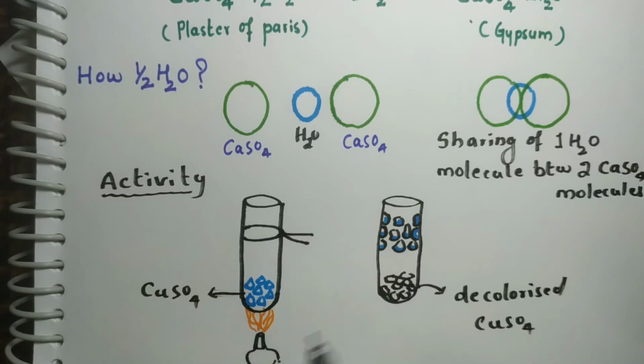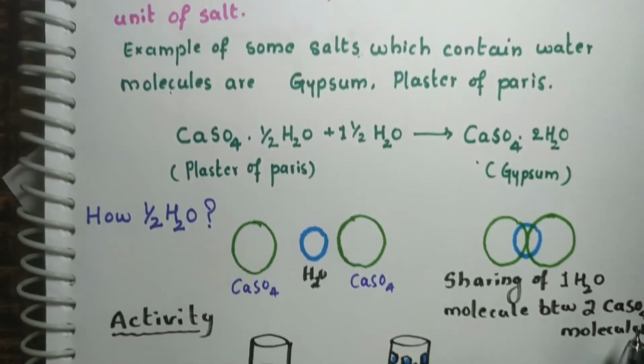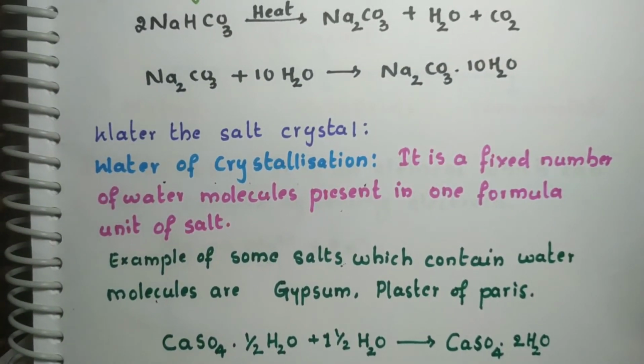So what do we understand by this? Copper sulfate is a salt. It contains some amount of water. After heating it, the water vapor comes out and it is there on the inner surface of the test tube, and the color of the copper sulfate has changed. When this same decolorized copper sulfate is added with water again, you will see that the color has reappeared. So by this we can understand that salts contain some amount of water in them, which is called water of crystallization.